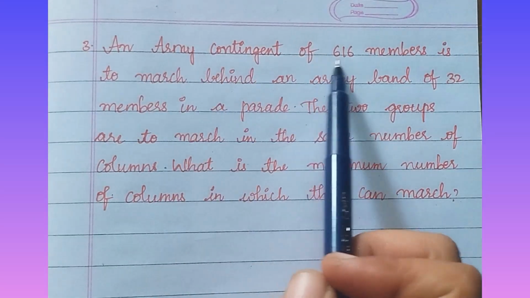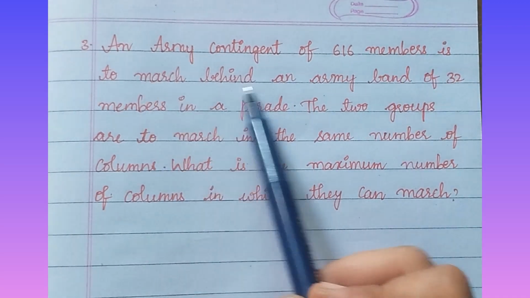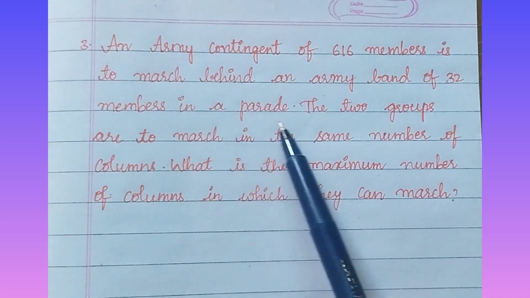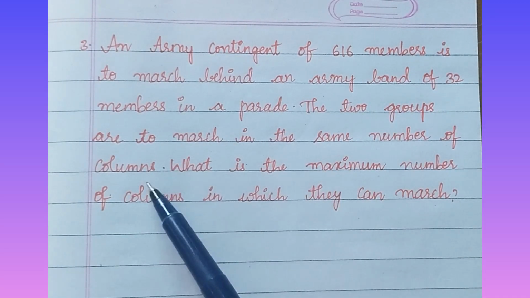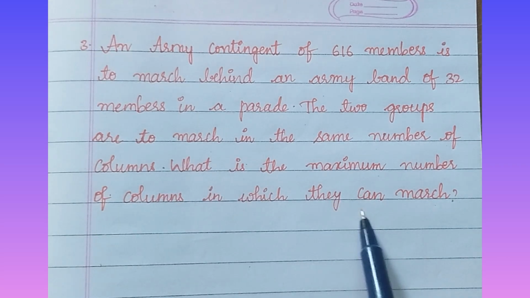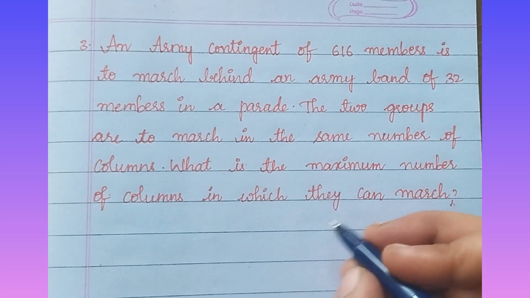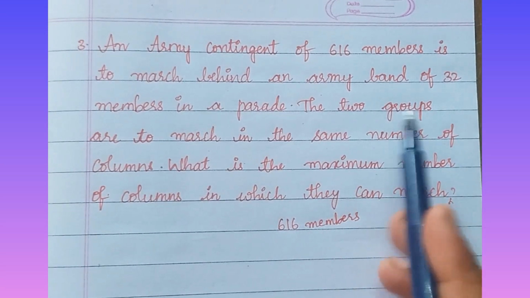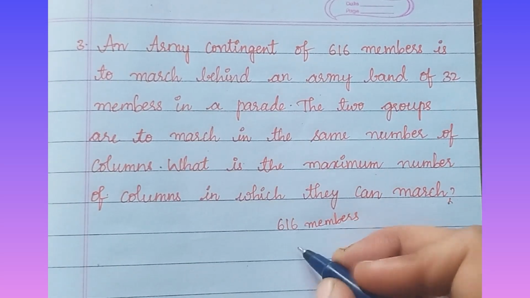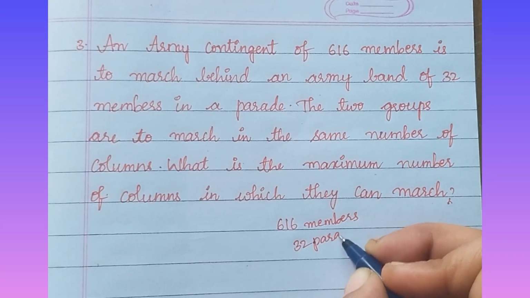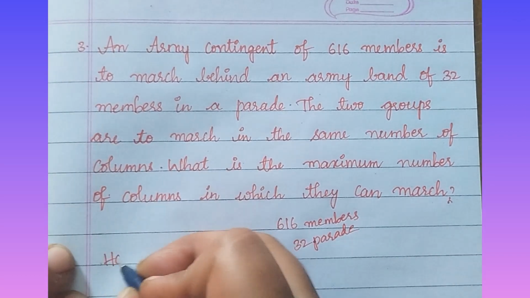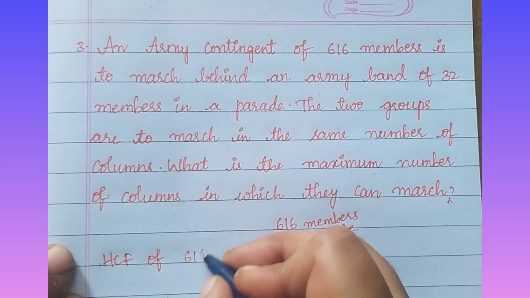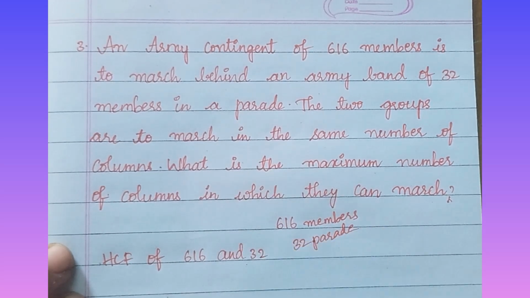Third question. An army contingent of 16 members is to march behind an army band of 32 members in a parade. The two groups are to march in the same number of columns. What is the maximum number of columns in which they can march? There is a group of 16 members and 32 members in a parade. So we have to find the HCF of 616 and 32.